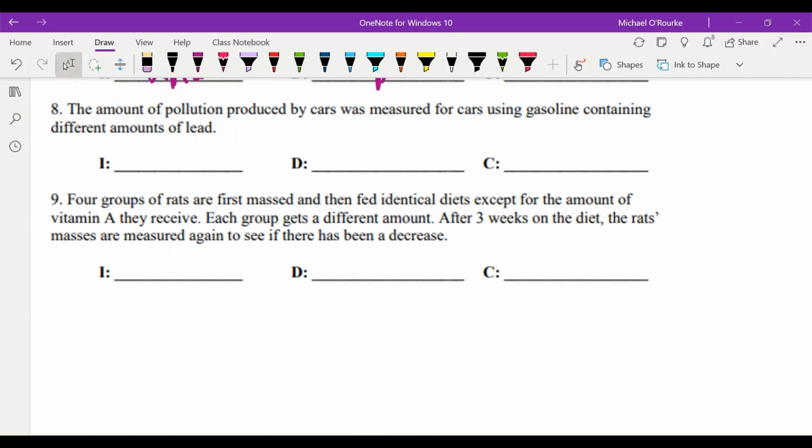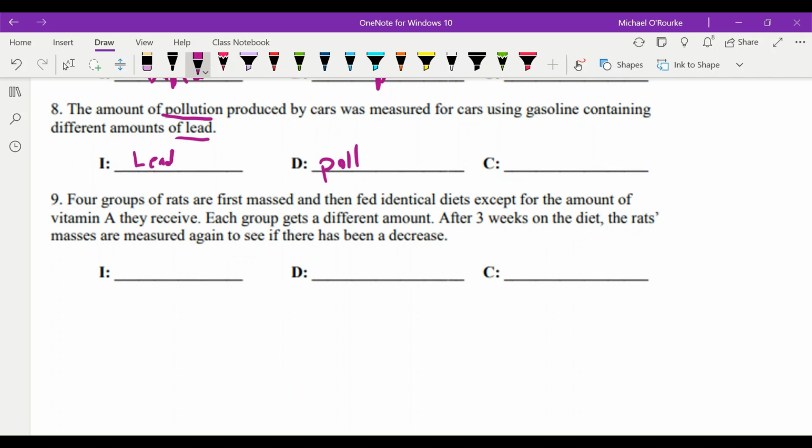So the amount of pollution produced by cars was measured using gasoline containing different amounts of lead. So we have pollution and lead. Does the amount of lead depend on pollution, or does pollution depend on lead? Well, the amount of pollution depends on the lead.